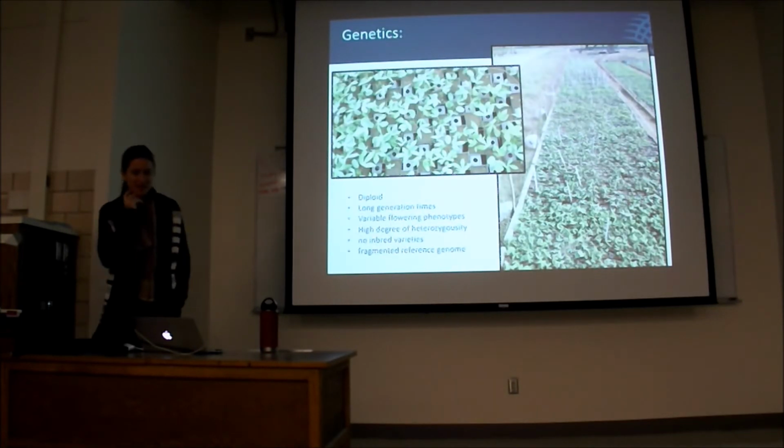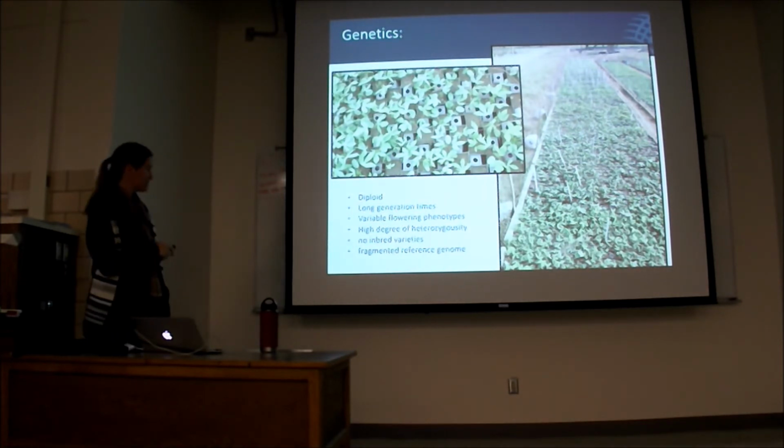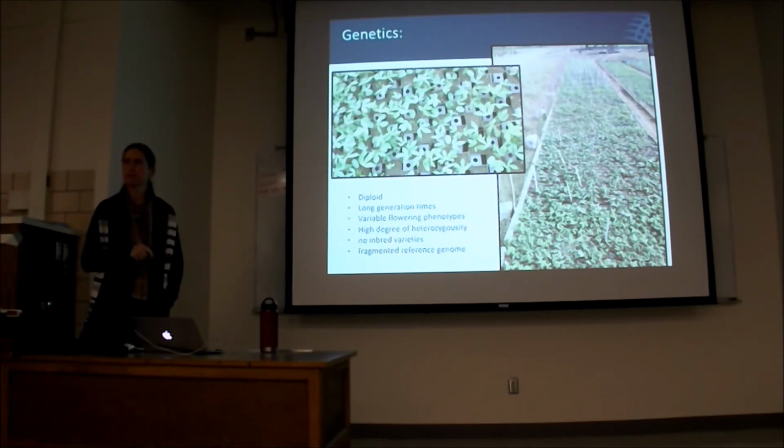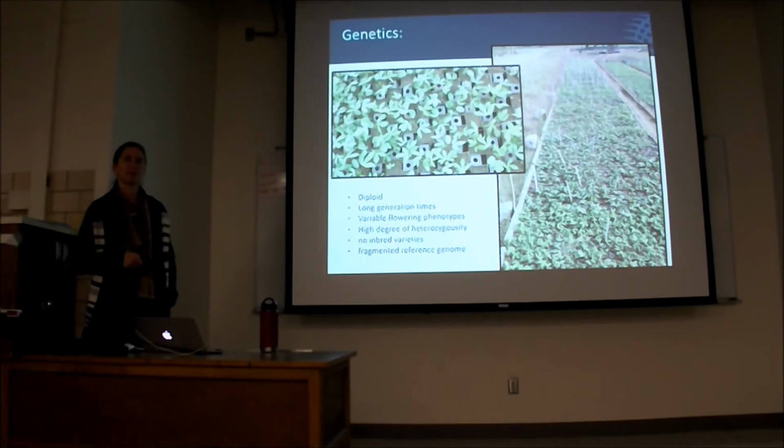But cassava does have some challenges. As I've already mentioned, it does flower, but not easily in the greenhouse. Its genome is not that bad. It is a diploid organism. Its genome is about 760 megabases, so as plant genomes go, not too bad. It does have a long generation time. The variable flowering phenotypes make breeding really difficult too.